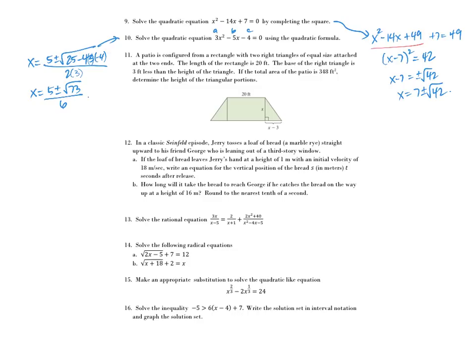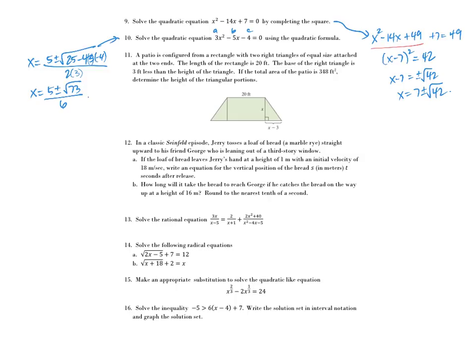So the next one says a patio is configured from a rectangle with two right triangles. The length of the rectangle is 20 feet. The base of the right triangle is 3 feet less than the height of the triangle. The total area is that. Determine the height of the triangular portions.